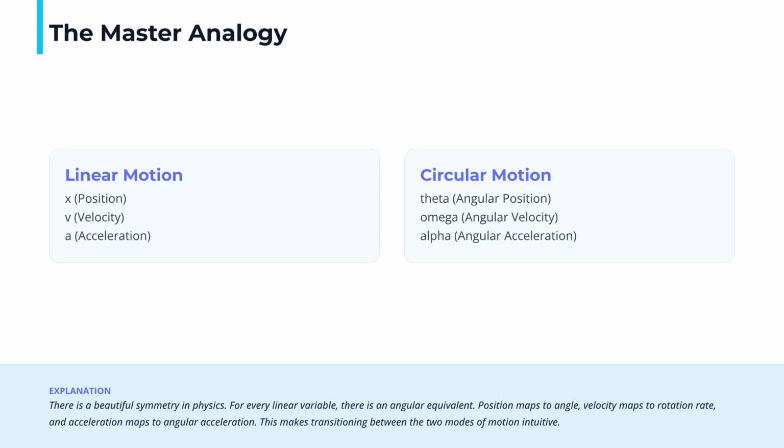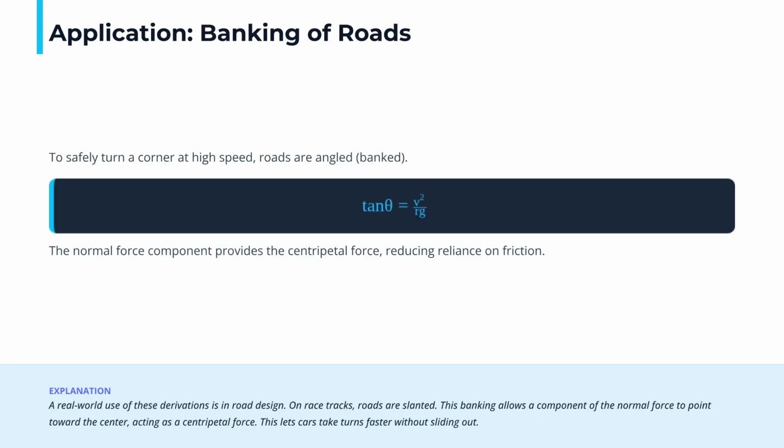There is a beautiful symmetry in physics. For every linear variable, there is an angular equivalent. Position maps to angle, velocity to rotation rate, and acceleration to angular acceleration. A real-world application is the banking of roads. The slanted road allows a component of the normal force to point toward the center, acting as a centripetal force. This lets cars take turns faster without sliding out.